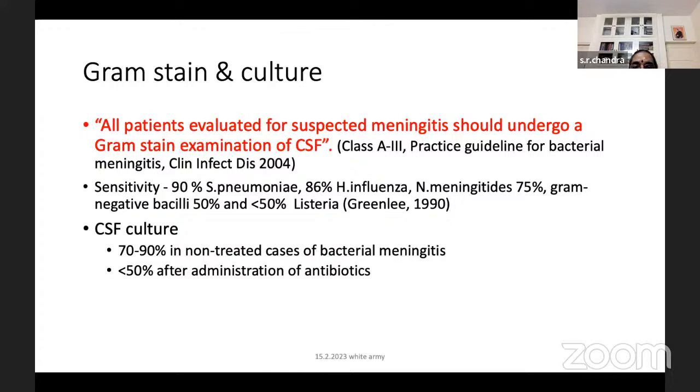All patients evaluated for suspected meningitis should undergo a gram stain examination of the CSF. And it is very useful. Immediately you get the result also, to pick up Staphylococcus, pneumococcus, H influenzae, Neisseria meningitidis, other gram-negative bacteria, and Listeria. So without waiting for the culture, your differential diagnosis of the type of infection will become narrow when you do the gram stain. And in 70 to 90% of non-treated bacterial meningitis, culture positivity is there. But if it is partially treated, culture positivity drops to less than 50%.